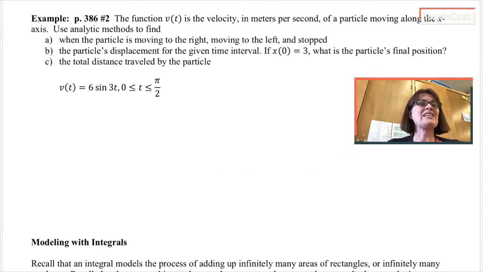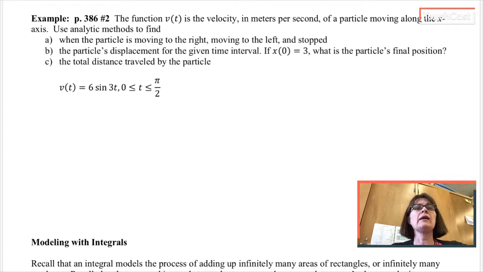So I have a velocity function, and I'm going to use analytic methods. That means use algebra or calculus, not your calculator, for example, to find when the particle is moving to the right or the left and stopped, the particle's displacement, and if you know its initial position at time 0 is 3, can I find the particle's final position? And then total distance traveled, which I'm going to find by hand. So here we go. Let's go to our whiteboard.